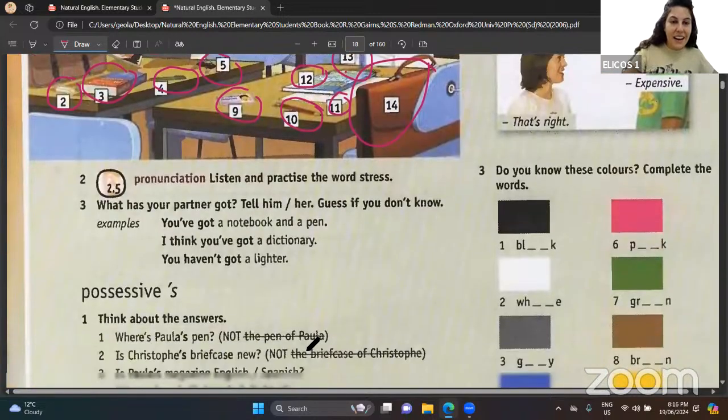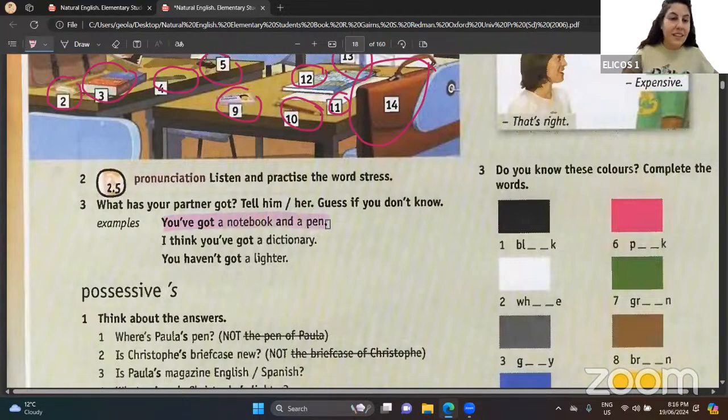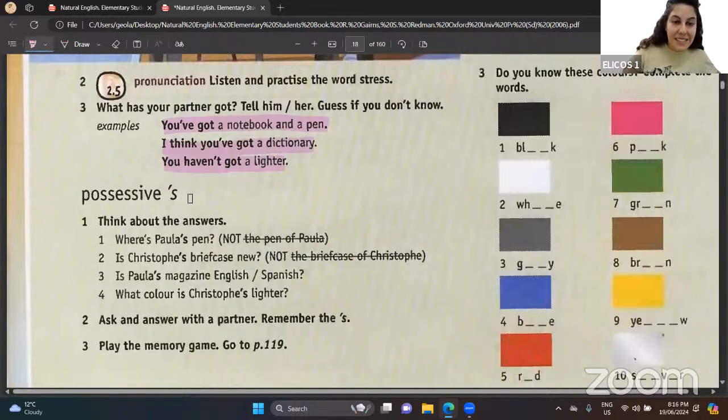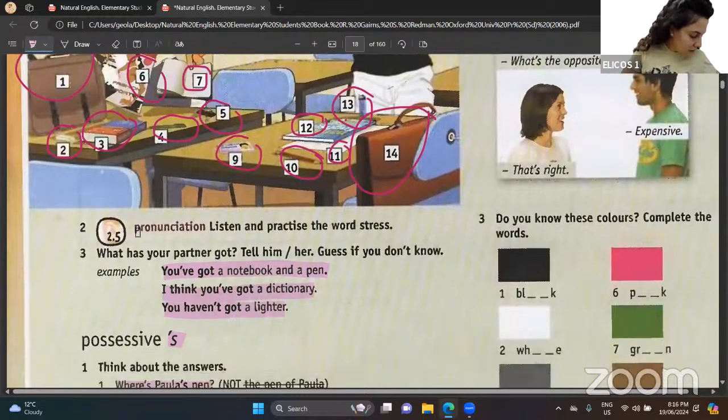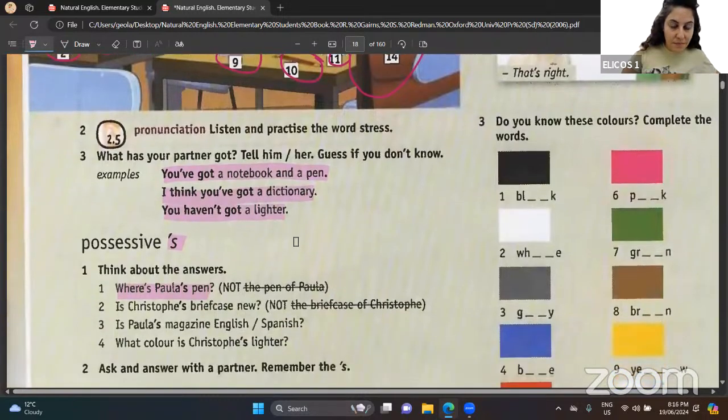Okay, so now we can ask, or we could say, you've got a notebook and a pen. So I can say what you have. I think you've got a dictionary. You haven't got a lighter. So when we talk about possessive, we show who the object belongs to. So where's Paula's pen? I think it's on the desk. Was this the pen? No pen. This pencil. It was a pencil. Oh, so no, she only has a pencil.